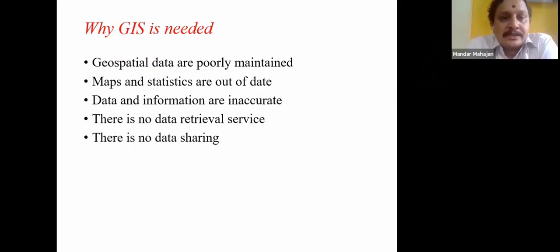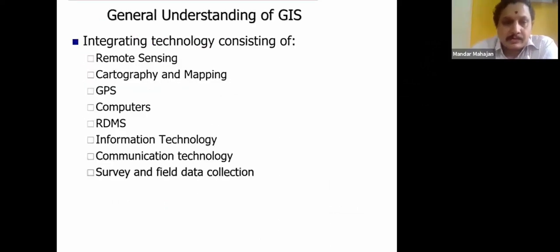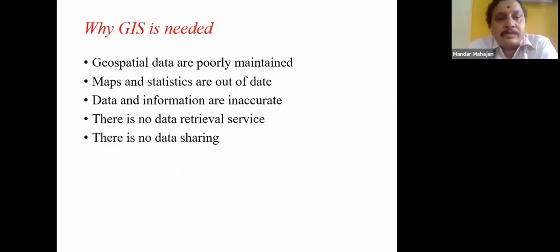So why is GIS needed? GIS is needed because the data might be very old, and it might be poorly maintained. Then the maps from the olden days need to be digitized, and so we go for the updating of this. Then there are no data retrieval services for this, and there is no data sharing. In this case, we go for the GIS.